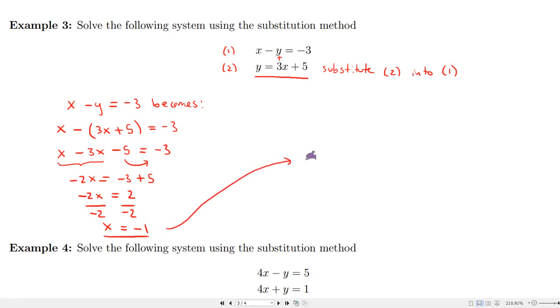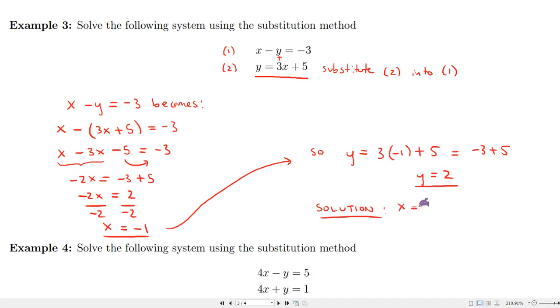And then now, so y is equal to, again, you could actually substitute this into either equation, but I already have y isolated, so maybe I should just substitute into this one. So 3 times negative 1 plus 5, so we have negative 3 plus 5. So y is equal to 2. So the solution, x is equal to negative 1, y is equal to 2. Or you could write negative 1, 2 like this.